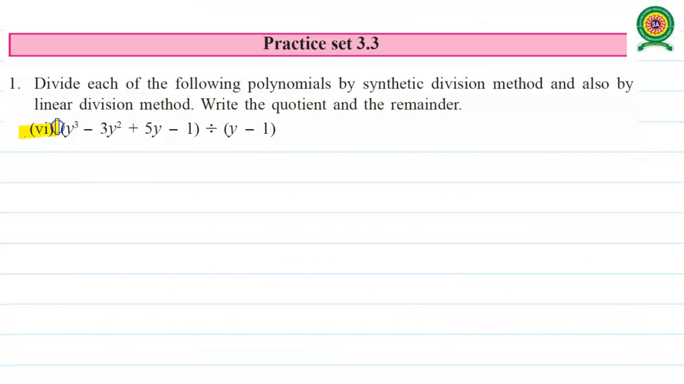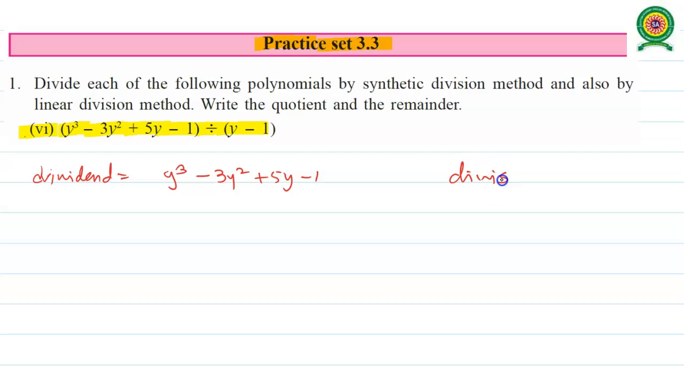Look at the next and last question, sub question 6 from practice set 3.3. We have y cube minus y square plus 5y minus 1 divided by y minus 1. So now the dividend polynomial is of the form y cube minus y square plus 5y minus 1, the general form of a polynomial, and the divisor polynomial is y minus 1.